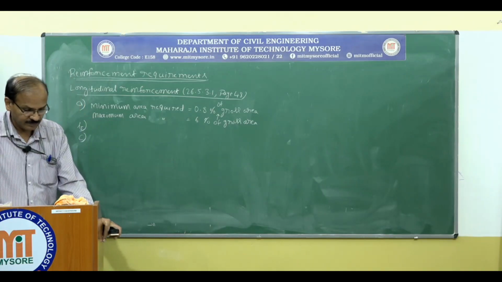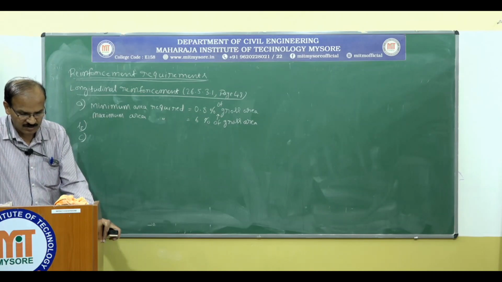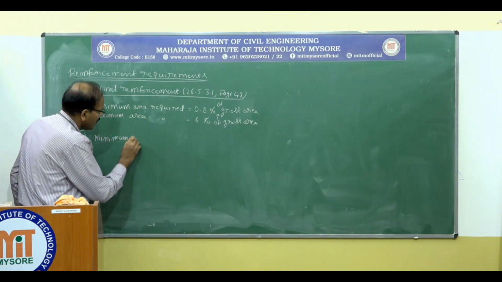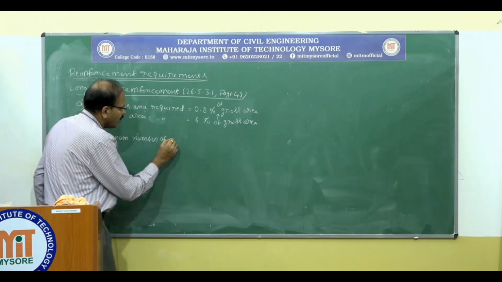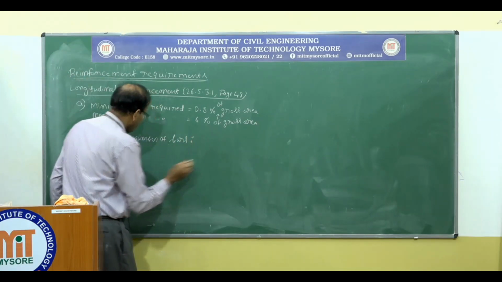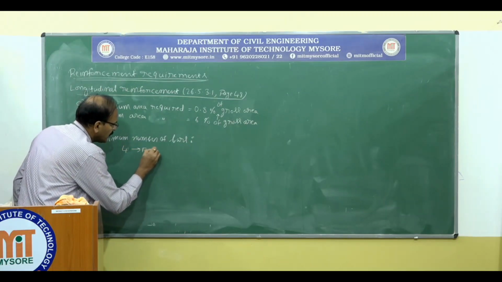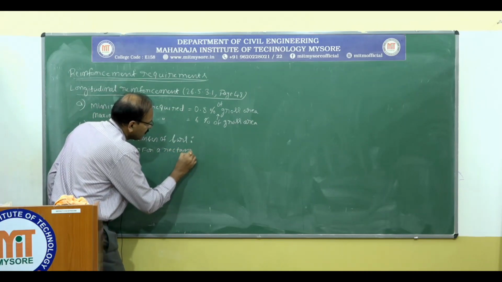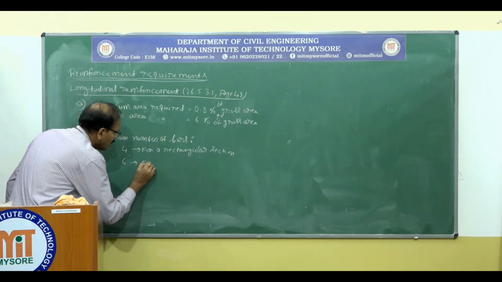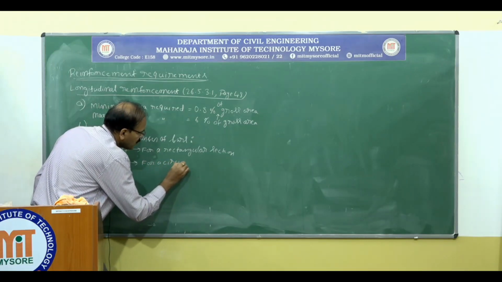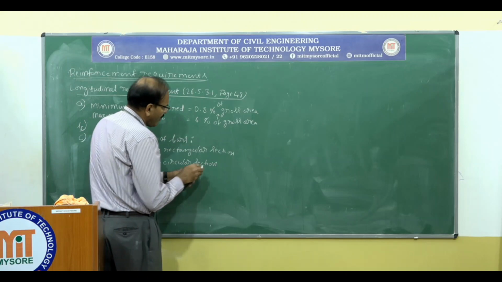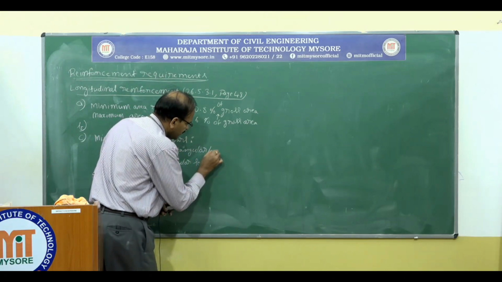Next, point C, minimum number of bars, that is 4 for a rectangular section, 6 for a circular section. So rectangular or square section.